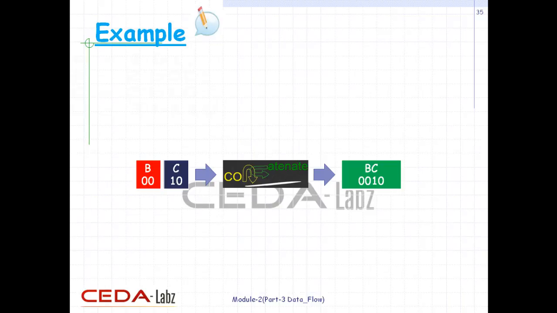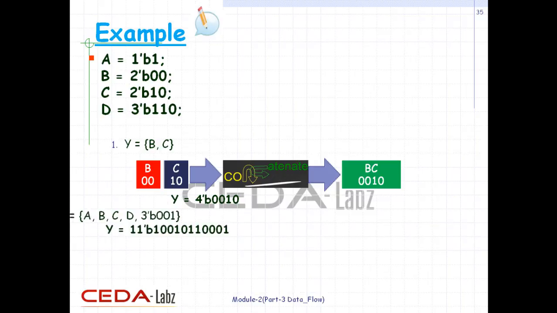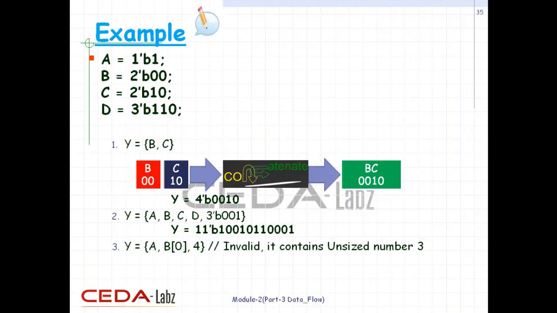Let us have a look at some examples representing concatenation. Here y is concatenation of B and C, where B is 0, 0 and C is 1, 0, and when it is concatenated it appends to 0, 0, 1, 0. So, y is 4'b 0, 0, 1, 0. Similar is the case with second example. In third example, expression third is an unsized number, 3, which is invalid.